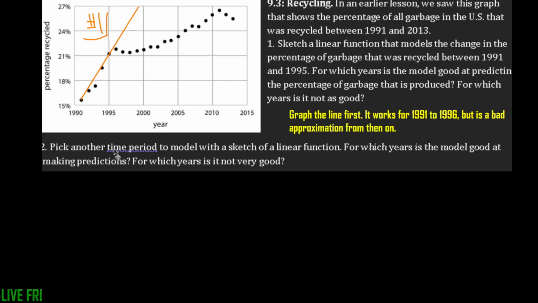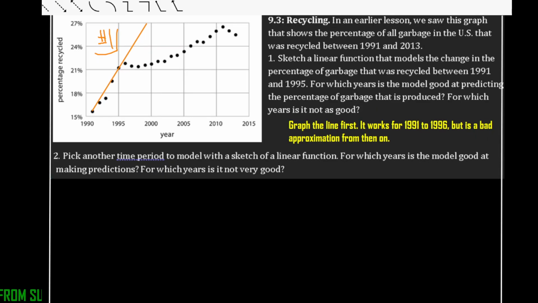And for number 2, it says pick another time period to model with a sketch of a linear function. For which years is the model good at making predictions, and for which is it not good? So let's graph another line first. Let's go from 94, I believe. Let's go about 94, 95. And we go the whole way out like that.